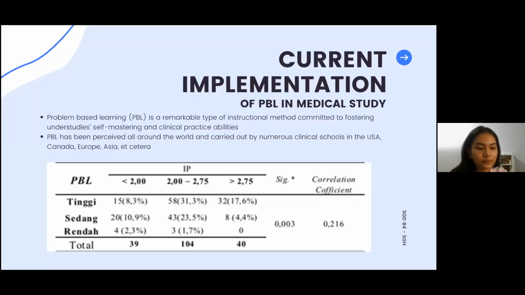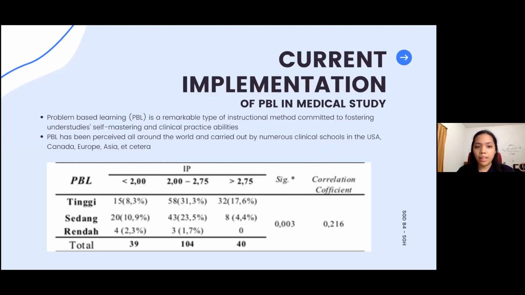The current implementation of PBL in medical study. Following quite a few years of improvement, despite the fact that applications fluctuate, PBL has been recognized all around the world and carried out by numerous clinical schools in the USA, Canada, Europe, Asia, and others.